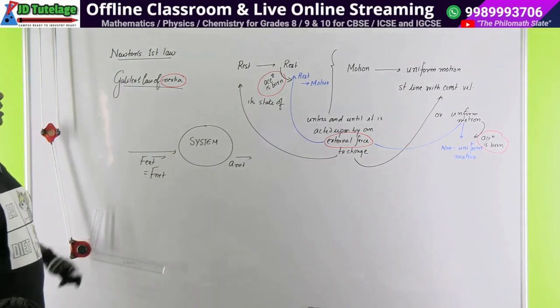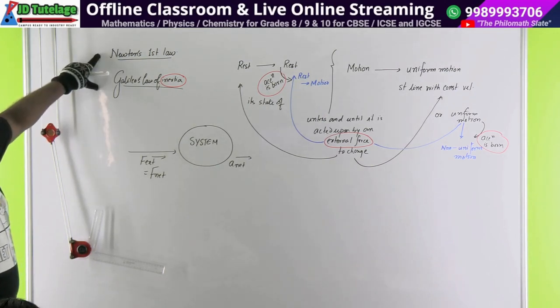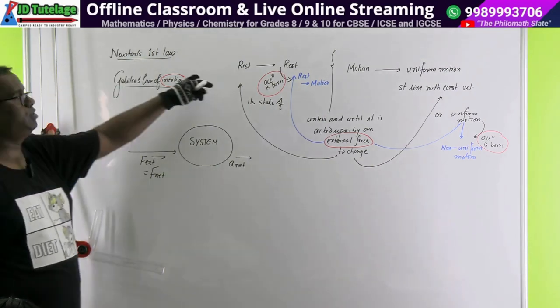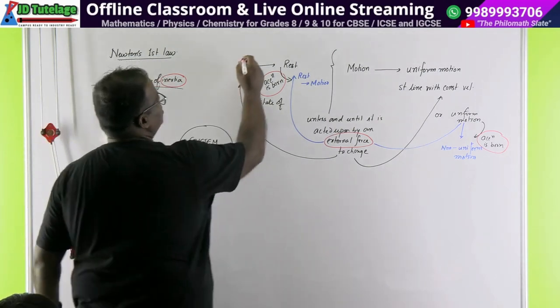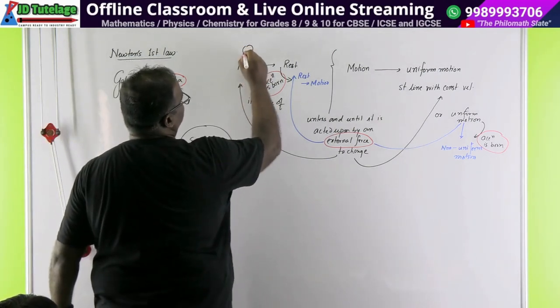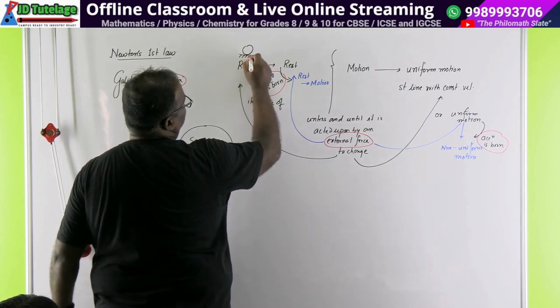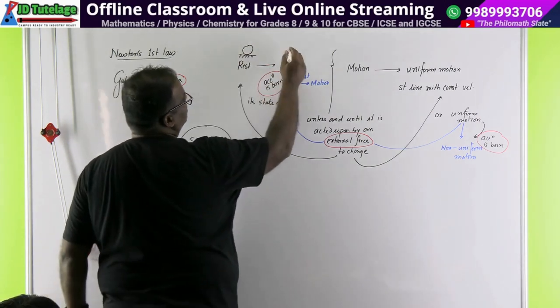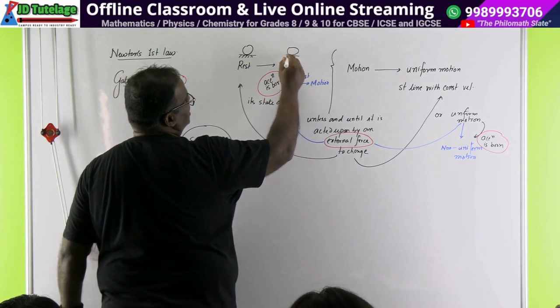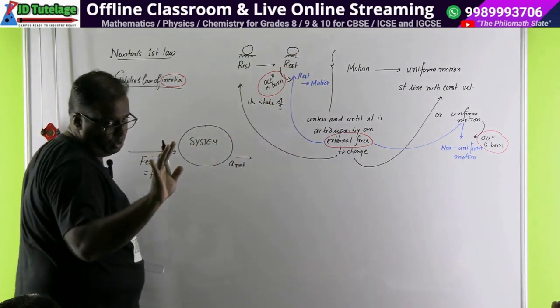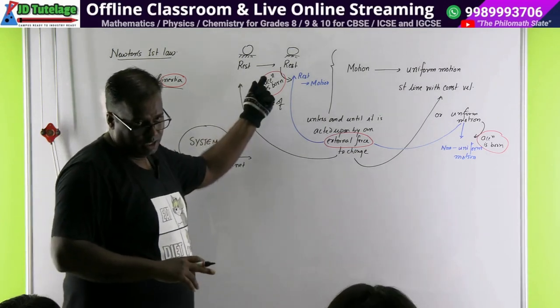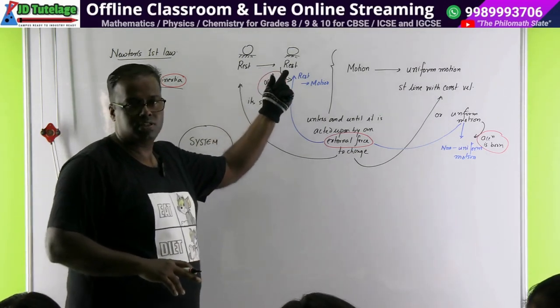But as we talk in terms of Galileo's law of inertia, what we need to understand now is that word inertia. Suppose this was a ball kept on the ground at rest. We observe that the ball has a tendency to remain at rest. It won't move on its own. Don't expect it. That's what the law says. A body at rest remains at rest.